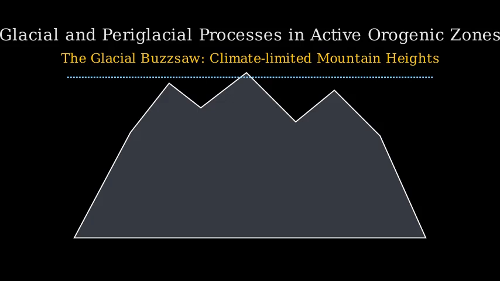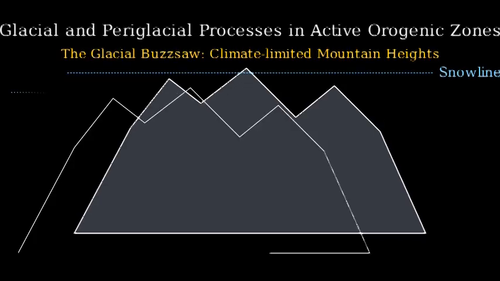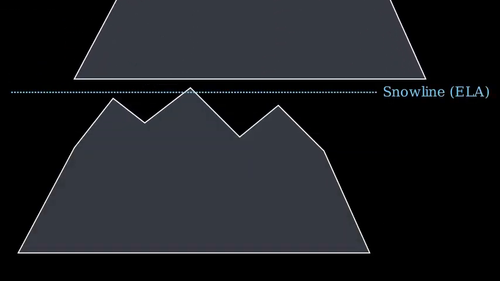Above this line, ice tends to persist and erode aggressively. The buzzsaw idea says peaks that rise above the snowline are rapidly worn down by ice. We can visualize that with a row of icy teeth, and with erosion arrows cutting down the tall peaks. Meanwhile, tectonic uplift pushes crust up from below. In a steady climate, erosion near and above the snowline can balance uplift, limiting peak height.